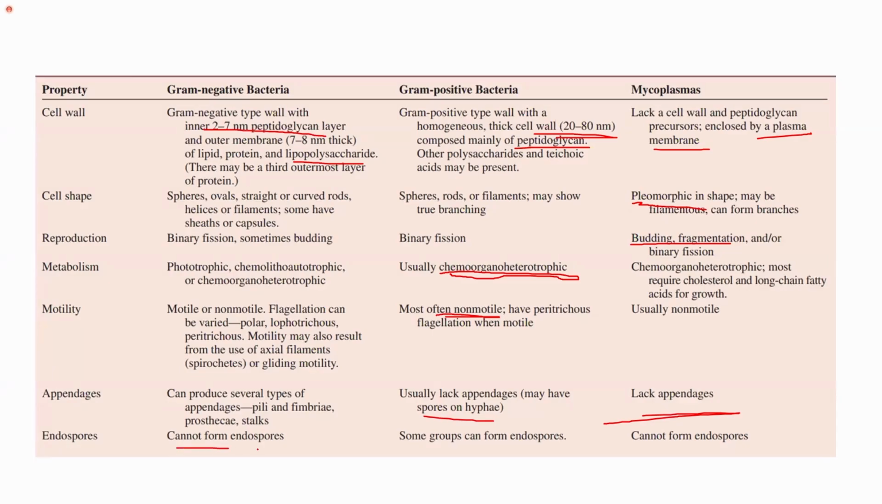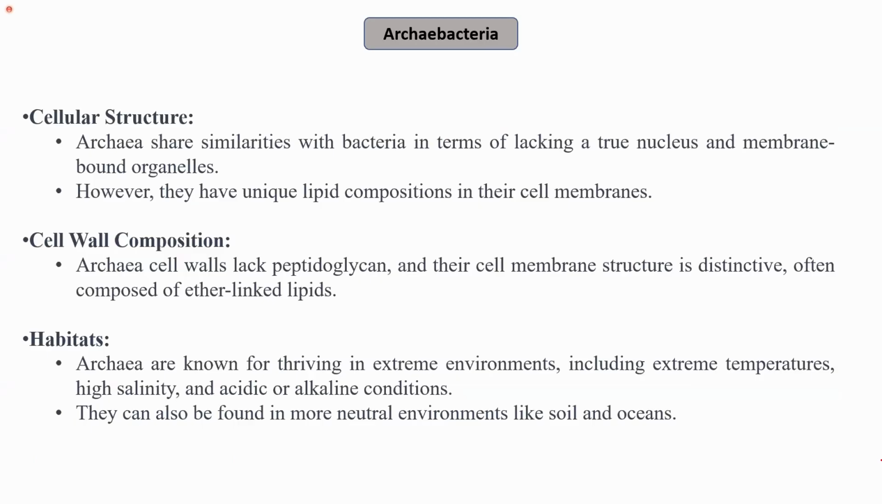Endospores: gram-negative bacteria cannot form endospores. Some groups of gram-positive bacteria can form endospores, while mycoplasma cannot. Right, so endospores are the structures that provide extra stability in stress conditions. The last category is the archaebacteria.